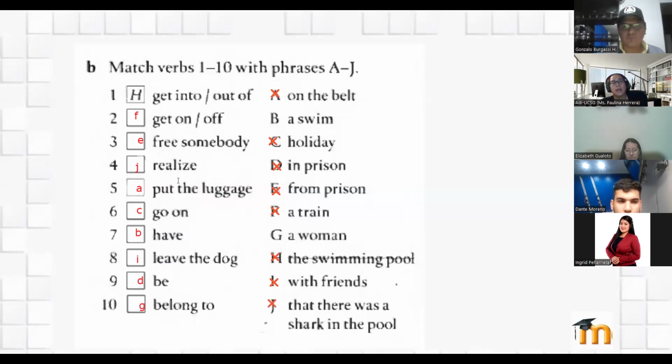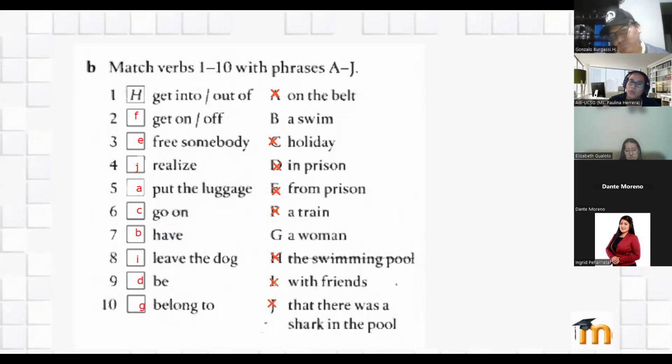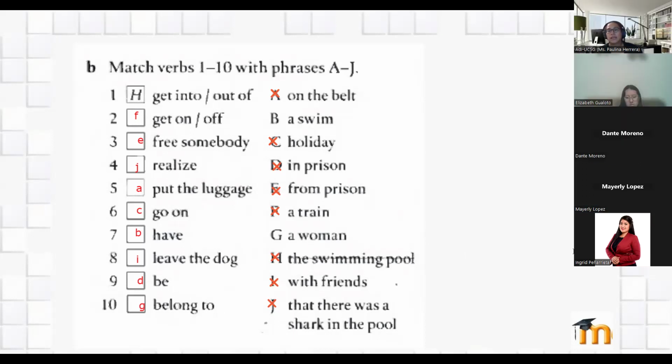So, just quickly, this is vocabulary, yeah? Get in, get out of, letter H, the swimming pool. Get on or get off a train. You can get on or get off a bus, a plane. Free somebody from prison. Realize that there was a shark in the pool. Put the luggage on the belt. Go on holiday. Have a swim. Leave the dog with friends. Be in prison. Belong to a woman. Okay, so that's what we have.